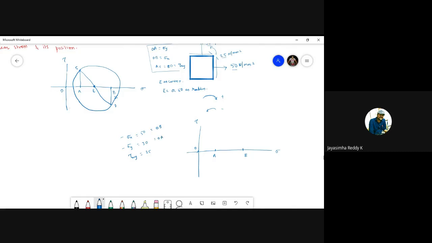Is it clear? Now at A and B we have to draw perpendiculars. That perpendicular should be based on the sign convention. So both perpendiculars are 25 mm only. So here 25 mm upwards. Why? Because if you see here, this is in this direction.